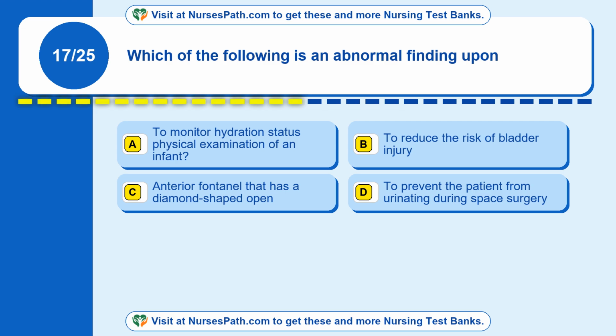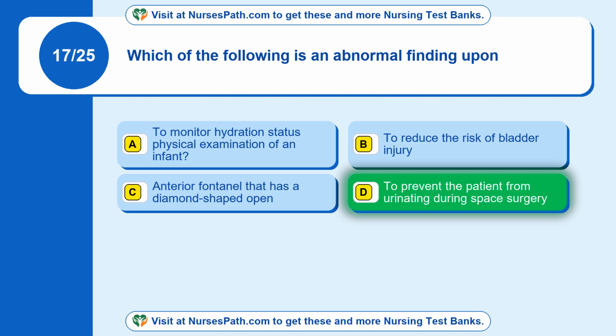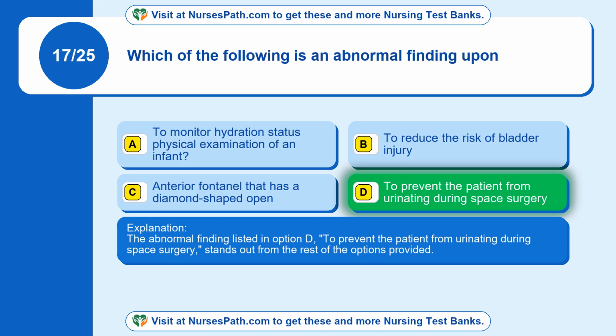Option B. To reduce the risk of bladder injury. Option C. Anterior fontanelle that has a diamond-shaped open. Option D. To prevent the patient from urinating during surgery. The correct answer is option D. To prevent the patient from urinating during surgery. The abnormal finding listed in option D stands out from the rest of the options provided.